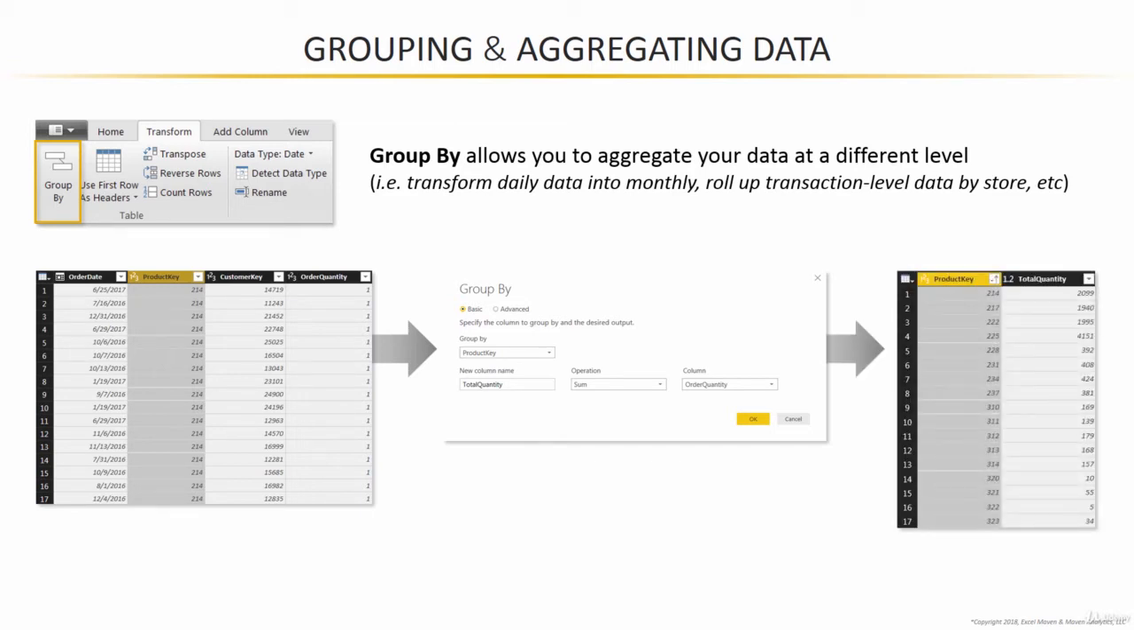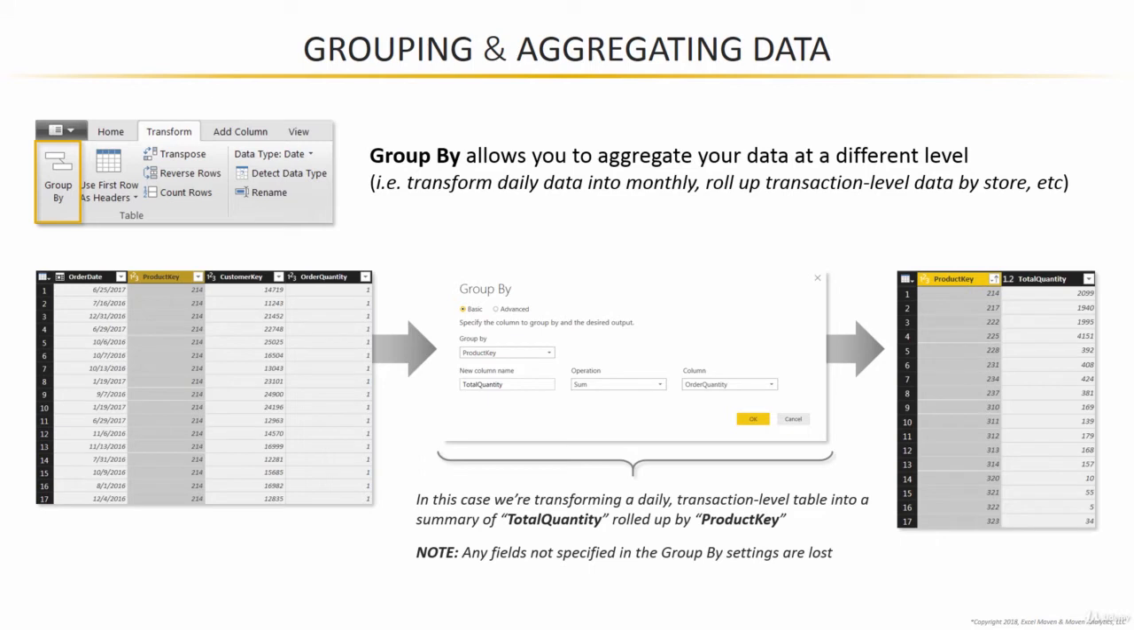Two columns, one containing unique, distinct product keys, and the second containing the total quantity, or the sum of order quantity values associated with each. So to recap, what we've done is essentially transform a daily transaction level table into a summary of total quantity rolled up by product keys. And an important thing to note here, as you may have noticed, is that any fields that aren't specified in our Group By settings are lost. They're not preserved in that final table because we eliminated that level of granularity in the process.